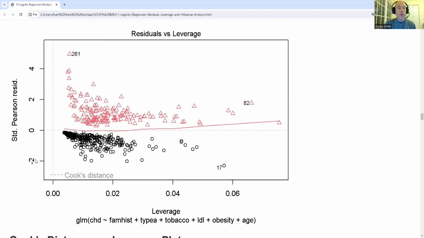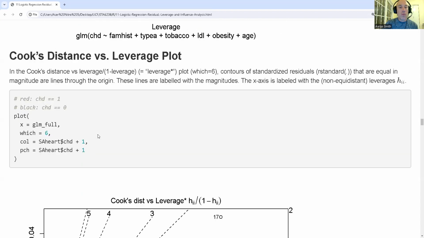And so here we can see the vertical axis is the standardized Pearson residual, and the horizontal axis is the leverage. And so we see asymmetry in here. Maybe there's some curvature here. There might be something going on. Maybe I want to add a higher degree term or a transformation to improve this.